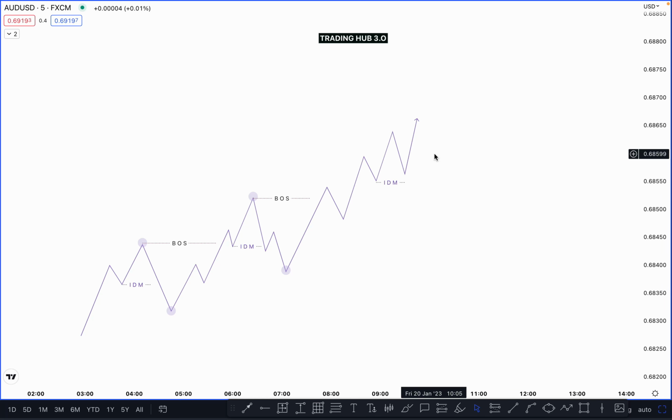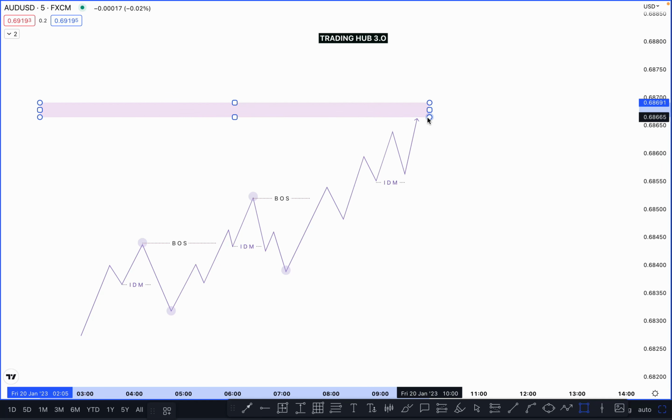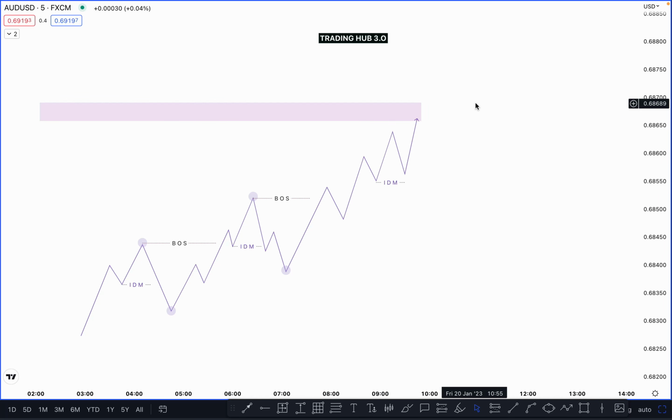What happens if the market taps on your 15-minute or any other higher time frame supply zone, which is here? Okay, so what happened here?